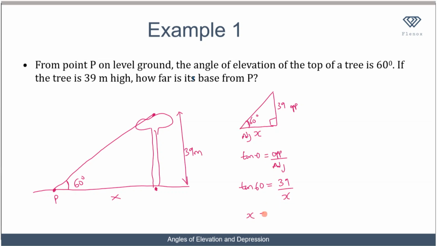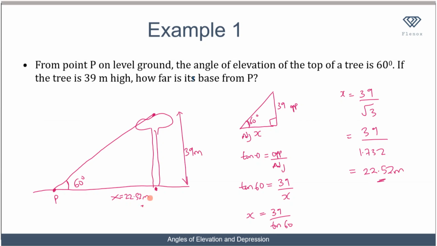So the value of X equals 39 over tan 60. I know that tan 60 is the same thing as square root of 3. And if I convert that to decimal, I have 1.732, and 39 over 1.732 gives me 22.52 meters. So the distance from P to the base of the tree, which is X, equals 22.52 meters.